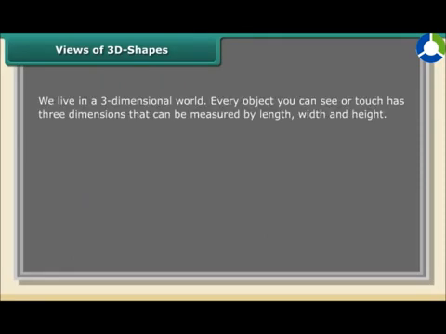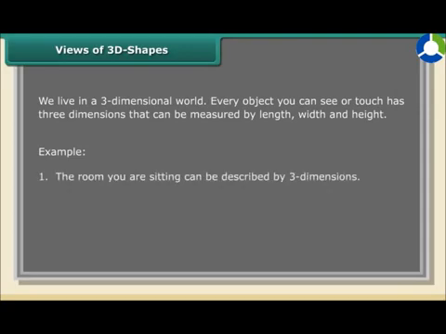Views of 3D shapes. We live in a three-dimensional world. Every object you can see or touch has 3 dimensions that can be measured by length, width, and height. Example 1. The room you are sitting in can be described by 3 dimensions. The monitor you are looking at has 3 dimensions.